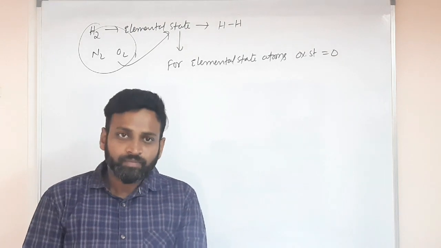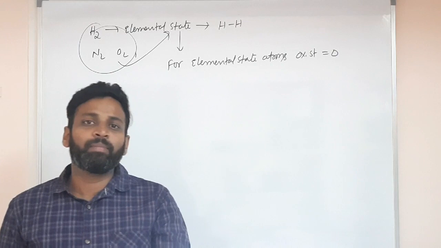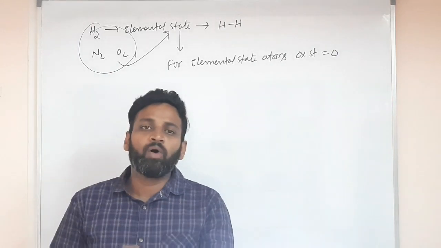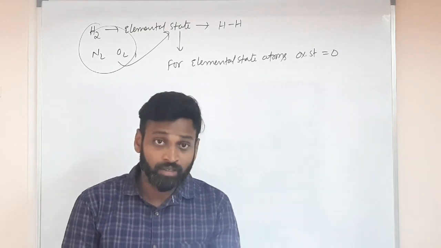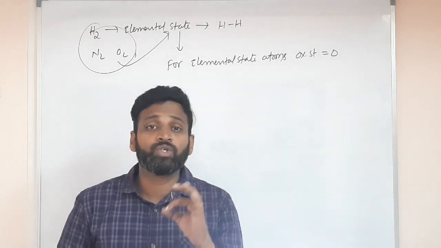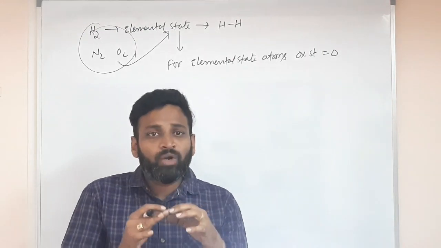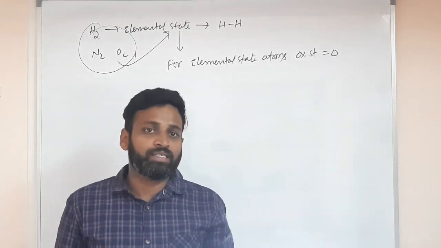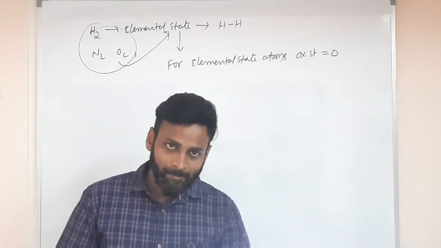Okay, so in the previous class we discussed valency. Valency means combining capacity, how many bonds an atom is forming. But oxidation state is a formal charge on an atom which is due to unequal sharing of electrons, or else maybe loss of electron or gain of electron.